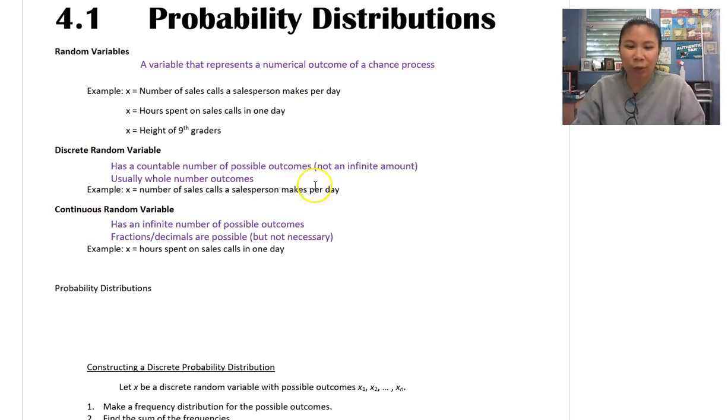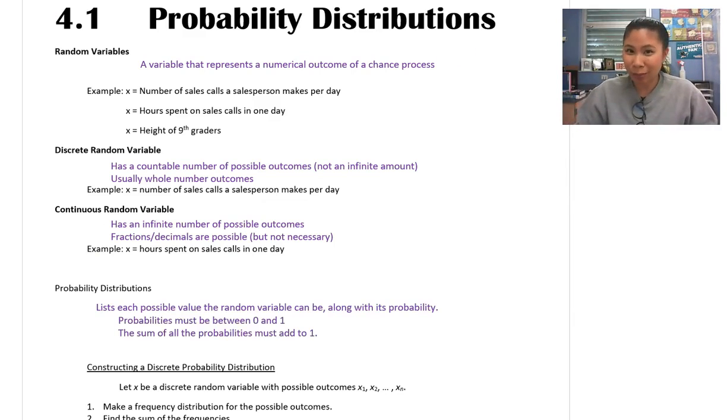So in a continuous random variable, you have the infinite number of possible outcomes because of all the decimals and fractions. But the one thing is that when we list out the outcomes, it might not necessarily mean that you actually have decimals or fractions. It's just that they're possible. So for example, if we said x equals the hours spent on sales calls in one day, that person might have only made sales calls on whole number increments, like 2 hours, 3 hours, 4 hours, whatever. But because he can do 4.5 hours of sales calls or something like that, because that's possible, it still counts as continuous.